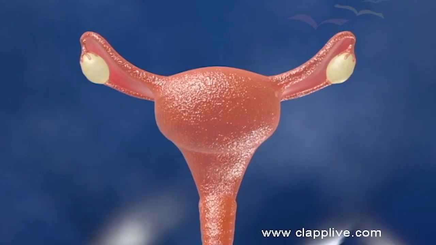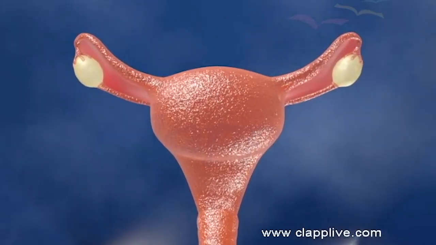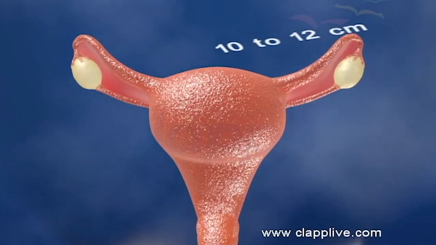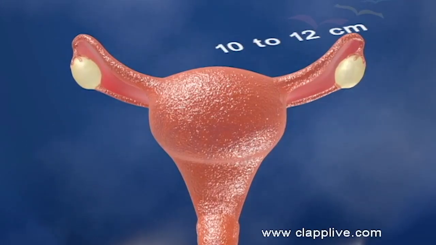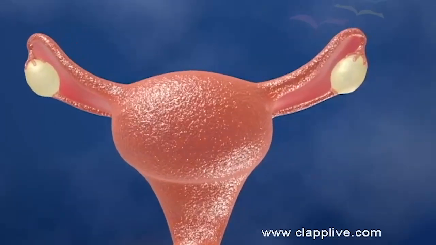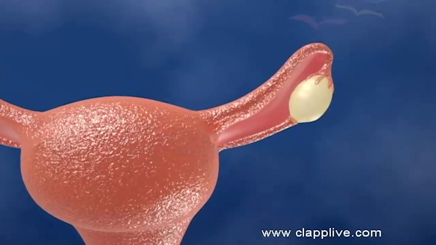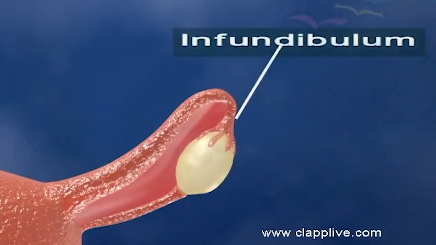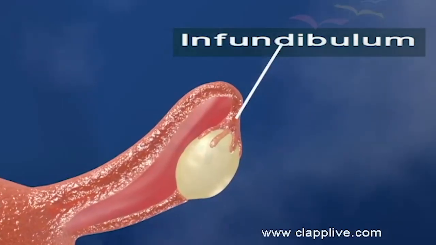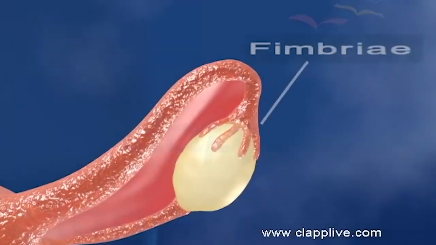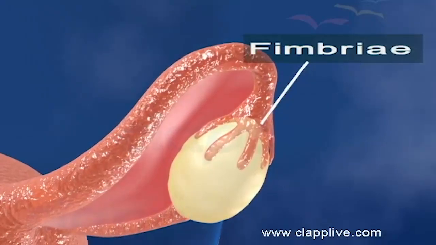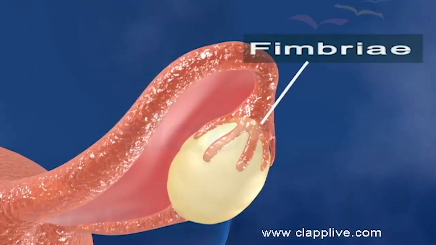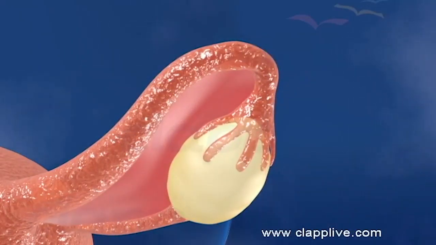Fallopian tubes or oviducts are narrow tubes about 10 to 12 cm long, connecting the ovary to the uterus. Each oviduct is differentiated into 3 parts: infundibulum, ampulla, and isthmus. Infundibulum is the funnel-shaped proximal part and has finger-like projections called fimbriae at its margin. Fimbriae are very close to the ovaries and receive the egg released from the ovaries.